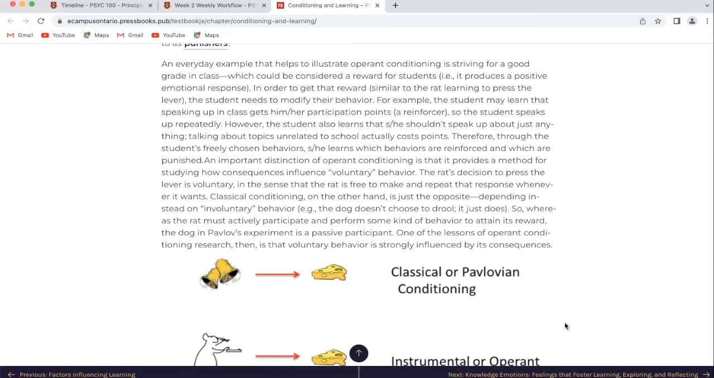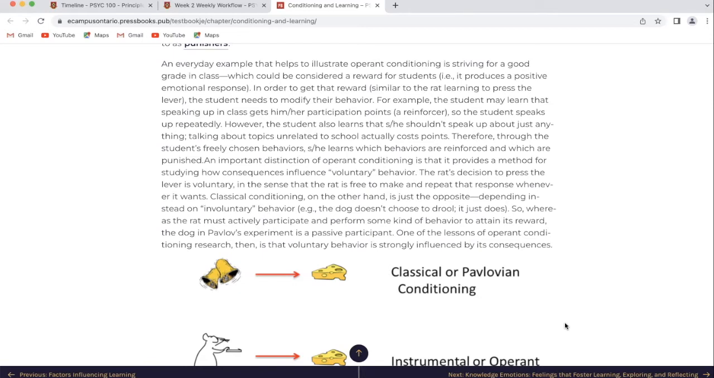However, the student also learns that she or he shouldn't speak up about just anything. Talking about topics unrelated to school actually costs points. Therefore, through the students' freely chosen behaviors, they learn which behaviors are reinforced and which are punished.